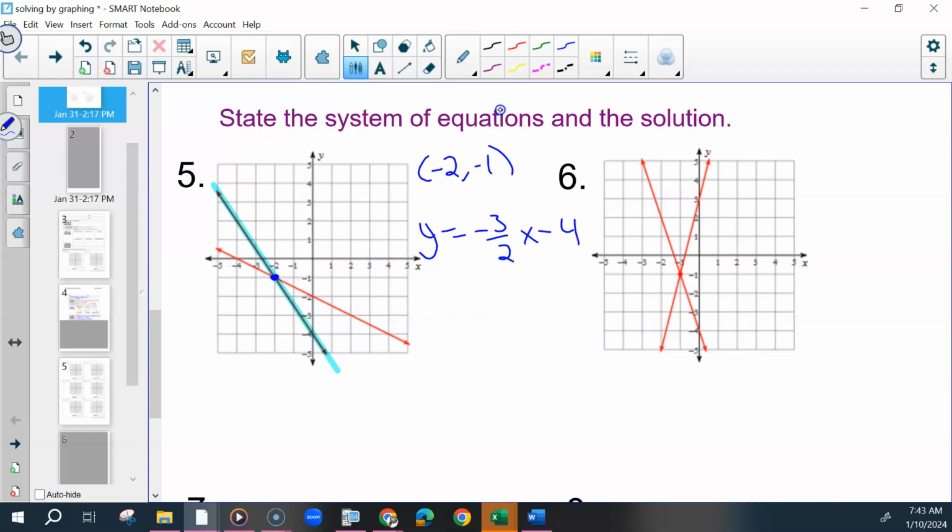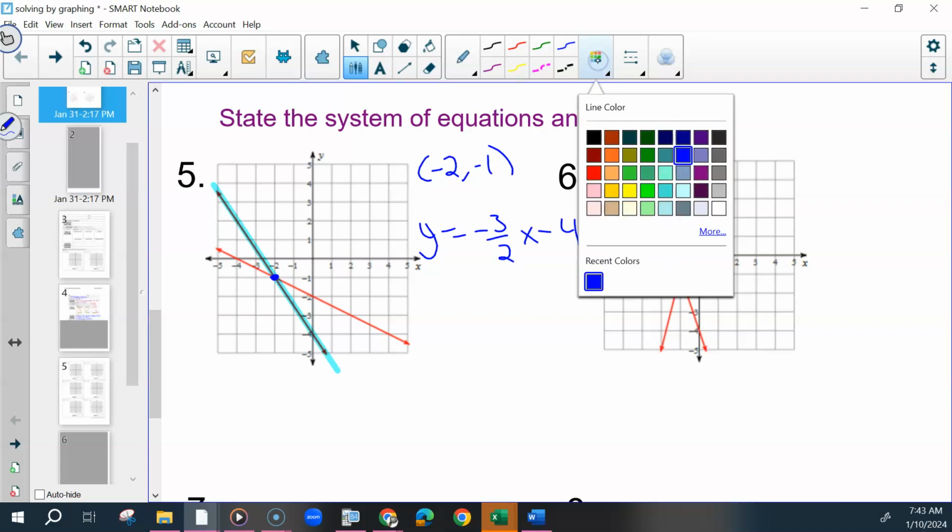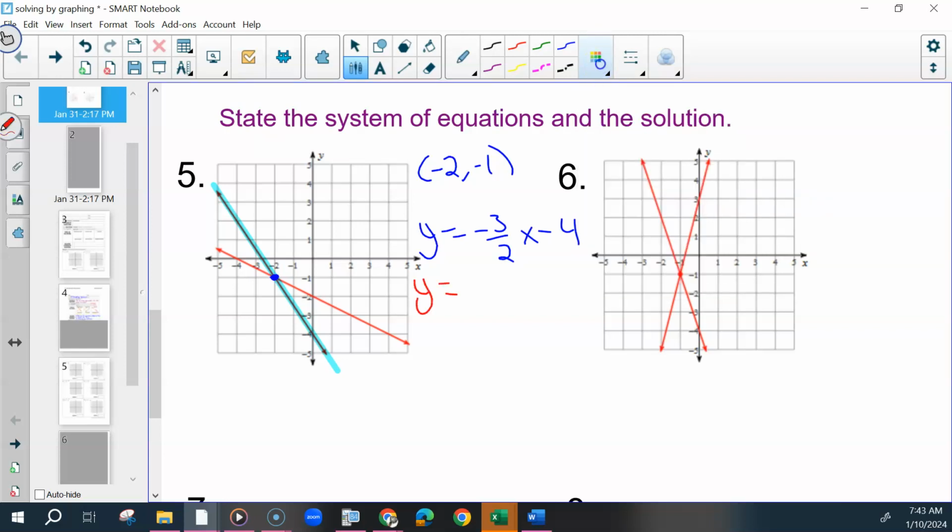Right, and then the other one, the slope of that one would be... So we can go up, but we're not going right. So it is negative, negative 1/2. And the y-intercept? Negative 2.